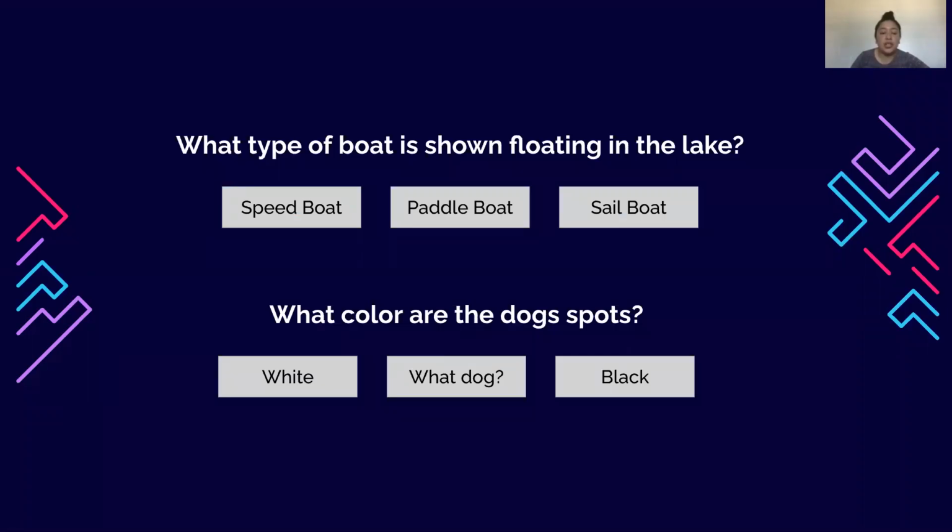So the questions are: what type of boat is shown floating in the lake? And then what color are the dog spots? So if you don't remember, you can go back and have a look to see if you got the right answer. But yes, I hope you got the right answer.